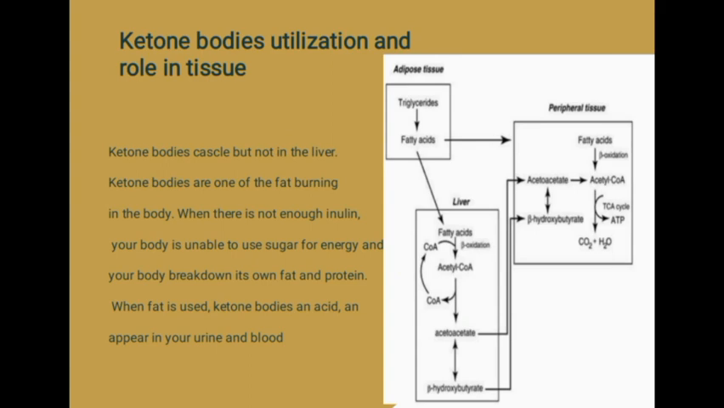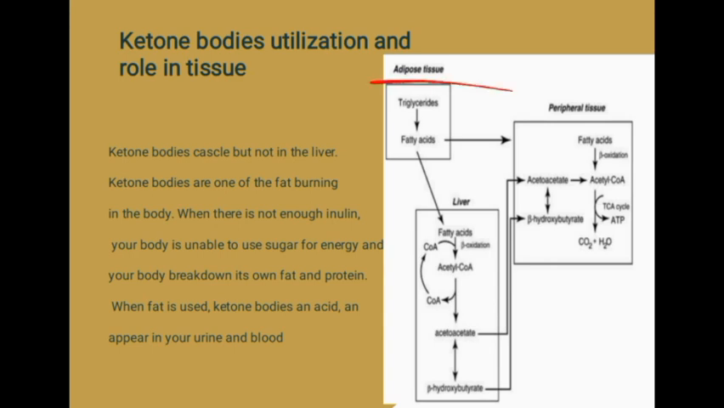Ketone bodies utilization and role in tissue. Ketone bodies are one of the fat burning products in the body. When there is not enough insulin, your body is unable to use sugar for energy, and your body breaks down its own fat and protein. When fat is used, ketone bodies and acid appear in your urine and blood.